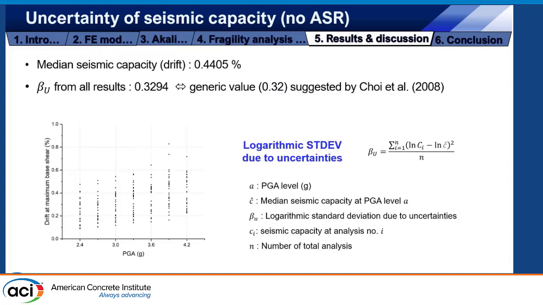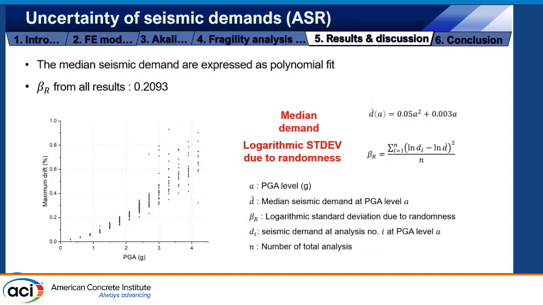So the median seismic capacity as the drift level is about 0.4405%, and beta C from all results is about 0.3294. So it is close to the generic value of 0.32 suggested by Choi et al. 2008. And thereafter, we try to estimate the uncertainties of seismic demand and seismic capacity when the Alkali-Silica reaction is considered. So the median seismic demands could be expressed as a polynomial fit in this slide, and beta D from all results is about 0.2093.